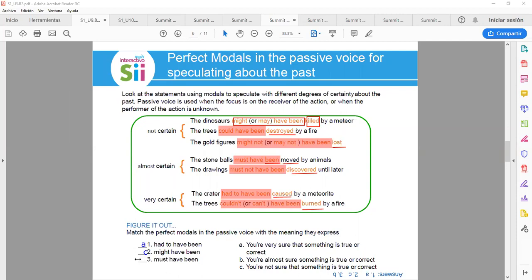And finally, yes, must have been is going to be used when you are almost sure that something is true or incorrect. Excellent. Very good job. Okay, now let's clean the screen so that we can move up to another one. Okay, here we go.